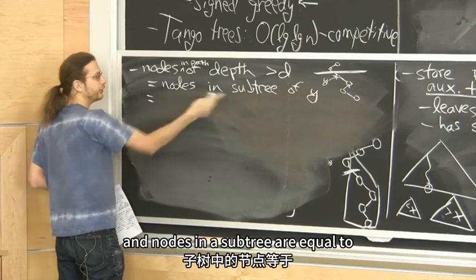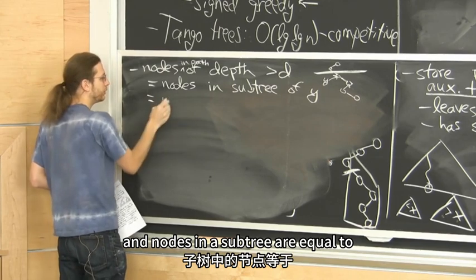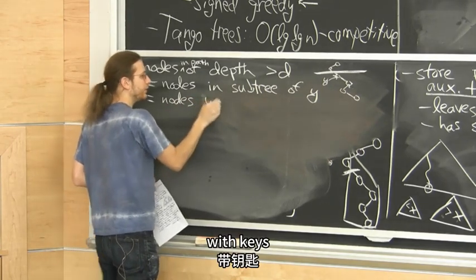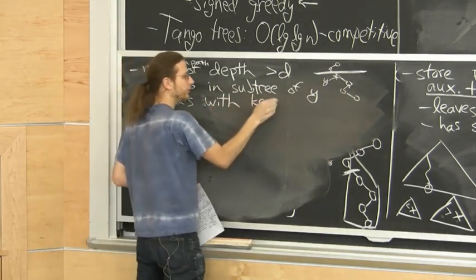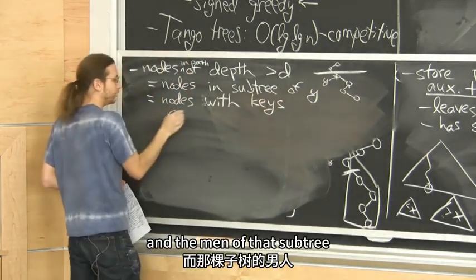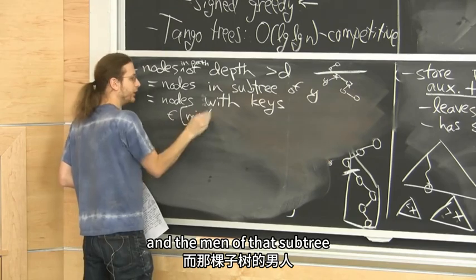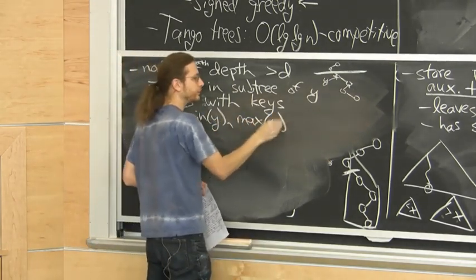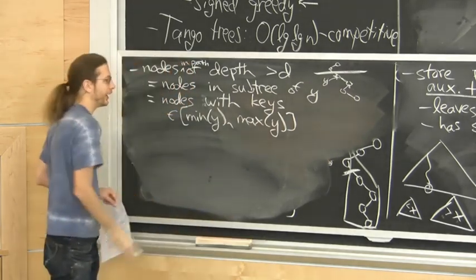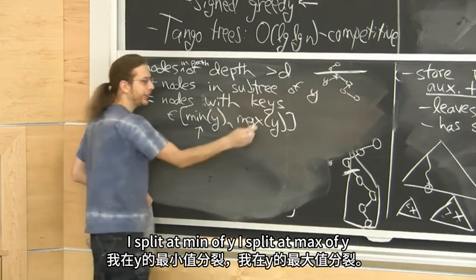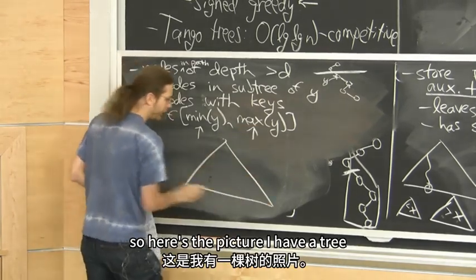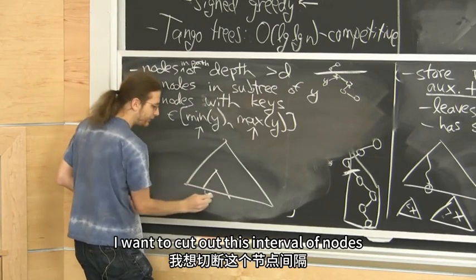And nodes in a subtree are equal to nodes with keys in the min of that subtree to the max of that subtree. It's an interval. So what do I do? I split at min of y. I split at max of y. That gives me the interval. So here's the picture. I have a tree. I want to cut out this interval of nodes.